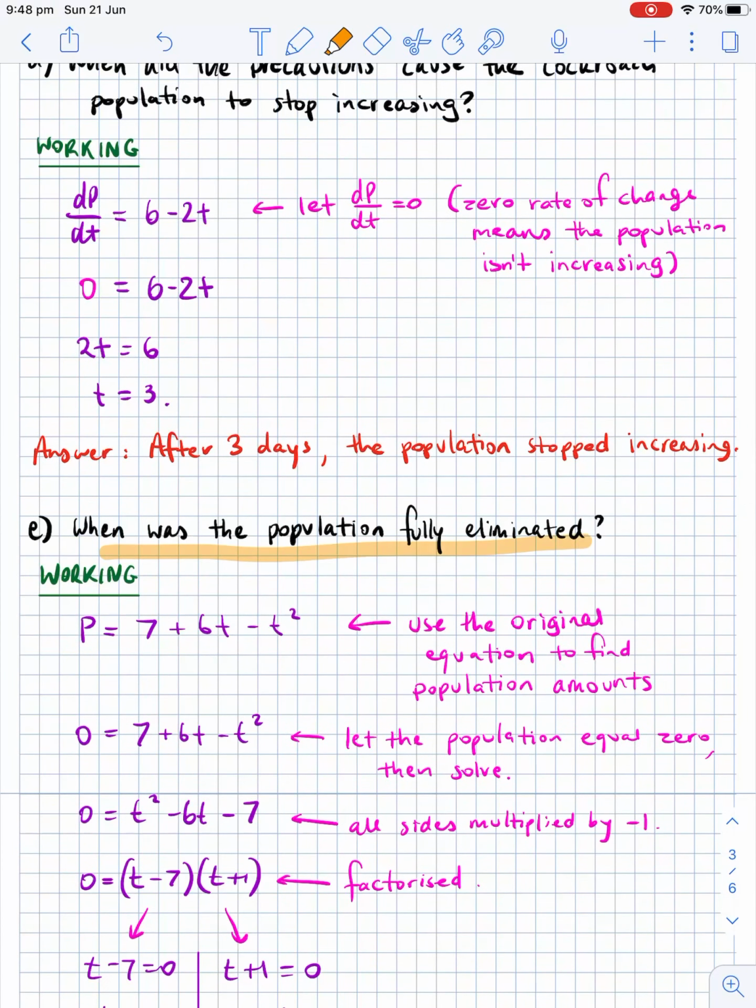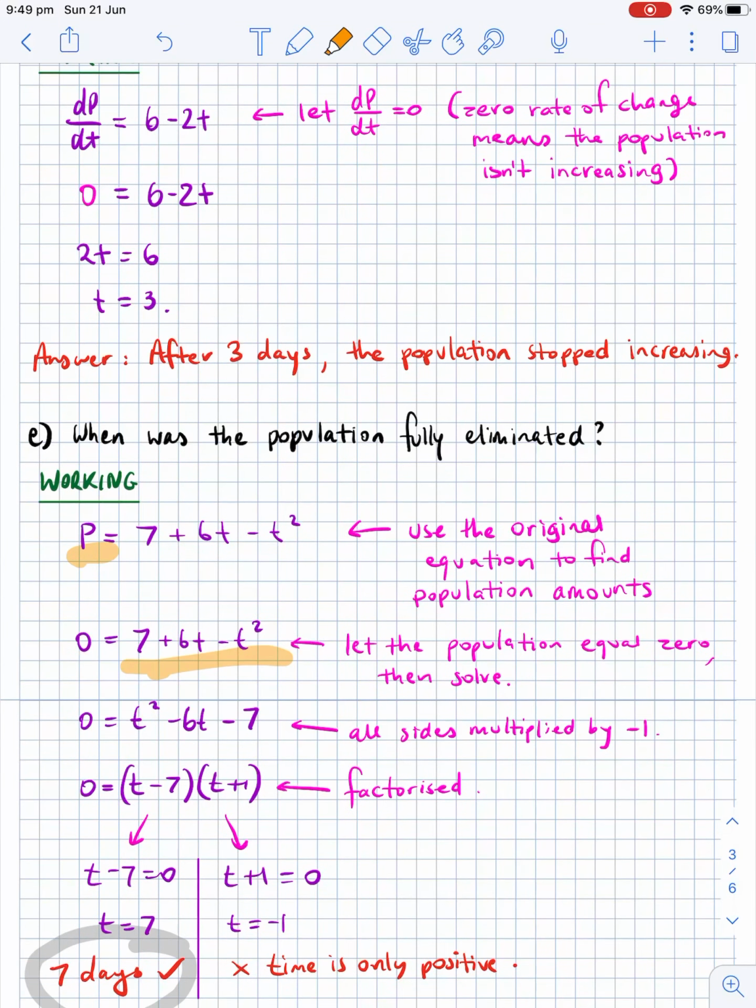When was the population fully eliminated? Well, we're concerned with numbers for the population, so we're not considering rate of change here. We just want to go back to our original equation, which gives us numbers for the population. So we want our population to be 0. We're going to change this side to a 0, and then we're going to solve.